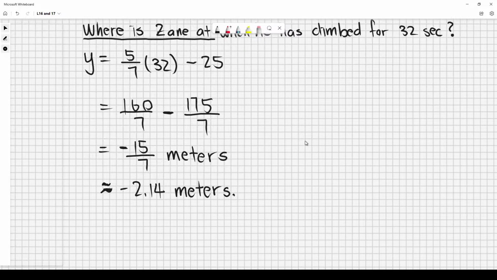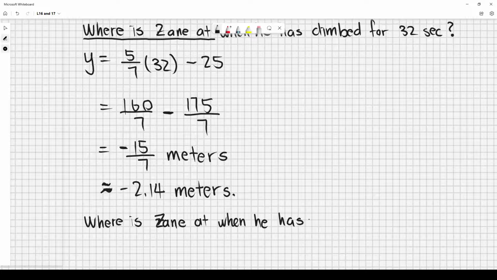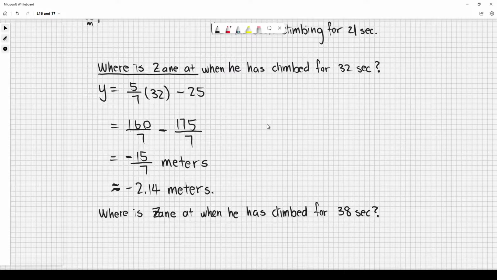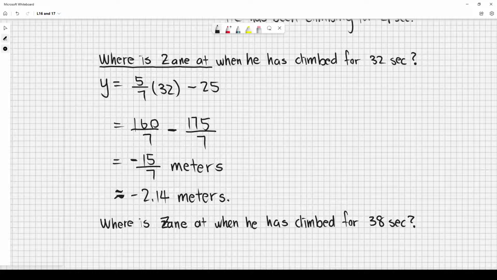Here's the third one. So where is he when he has climbed for... so there's your question. Anyone can answer this one? Anyone?